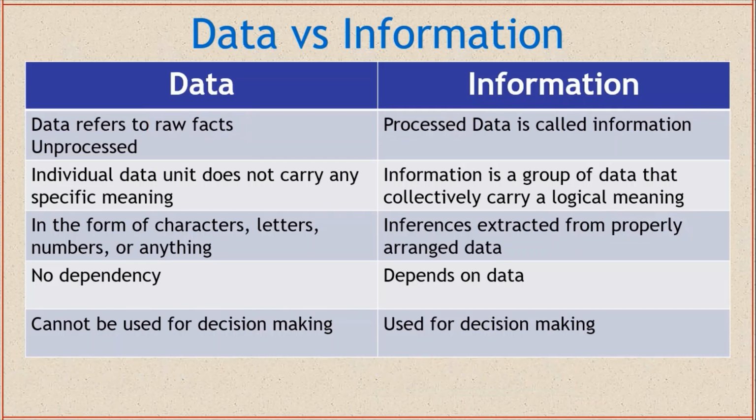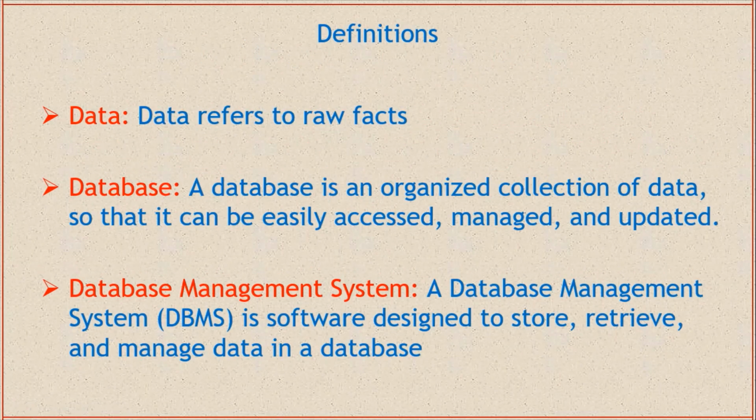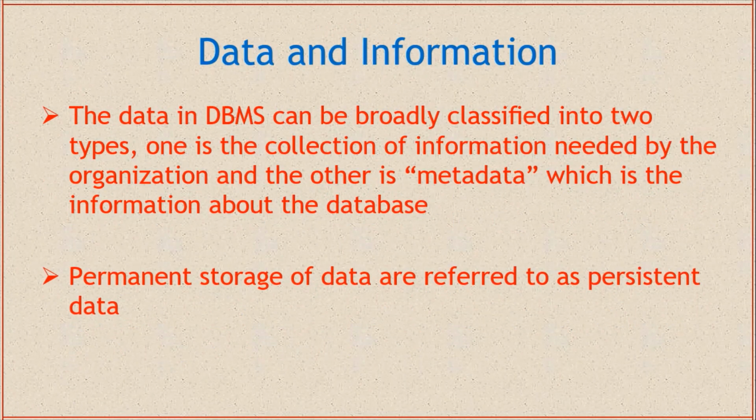Then, you see, the data in DBMS can be broadly classified into two types. One is the collection of information needed by the organization, and the other one is metadata, right? So here two types of data we have. One is the collection of information.